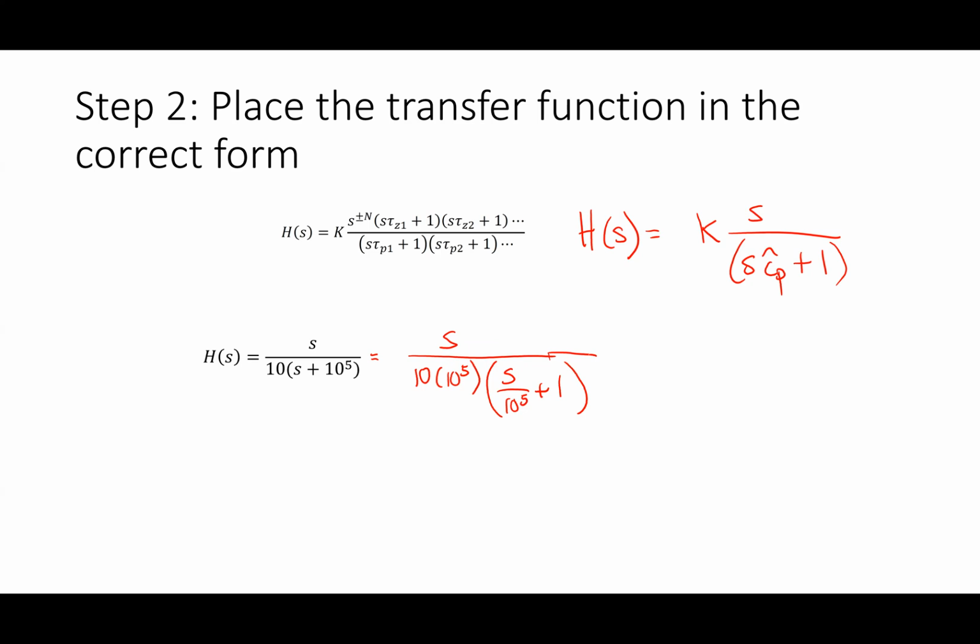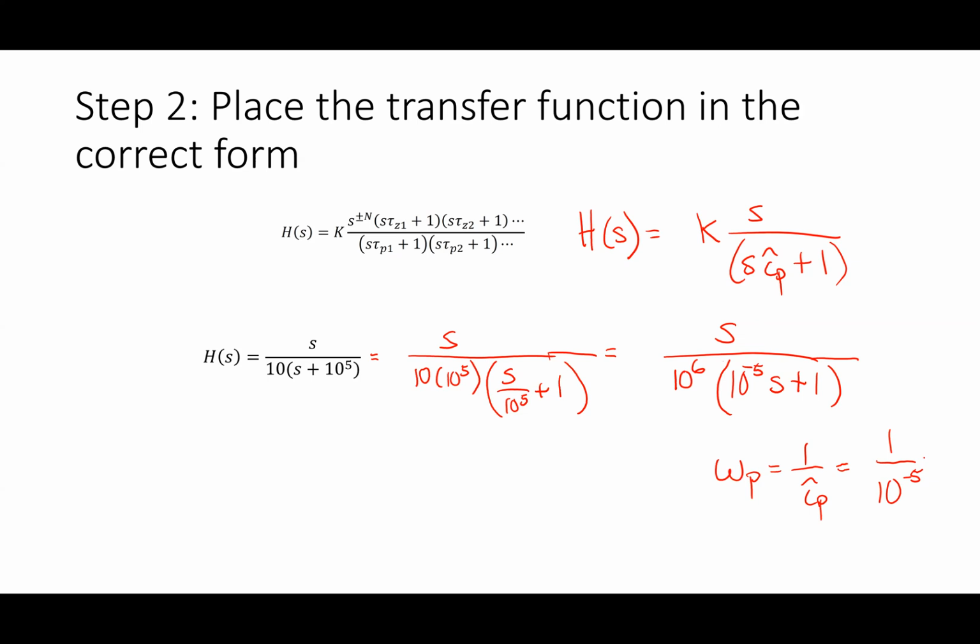Okay. So what is our tau p? It's still there, right? I've got 10 times 10 to the fifth. What's that? 10 to the sixth. And this guy is basically 10 to the minus 5 s plus 1, right? So our breakpoint is still at omega p equal to 1 over tau p equal to 10 to the fifth, like that. Still in the same spot, okay?